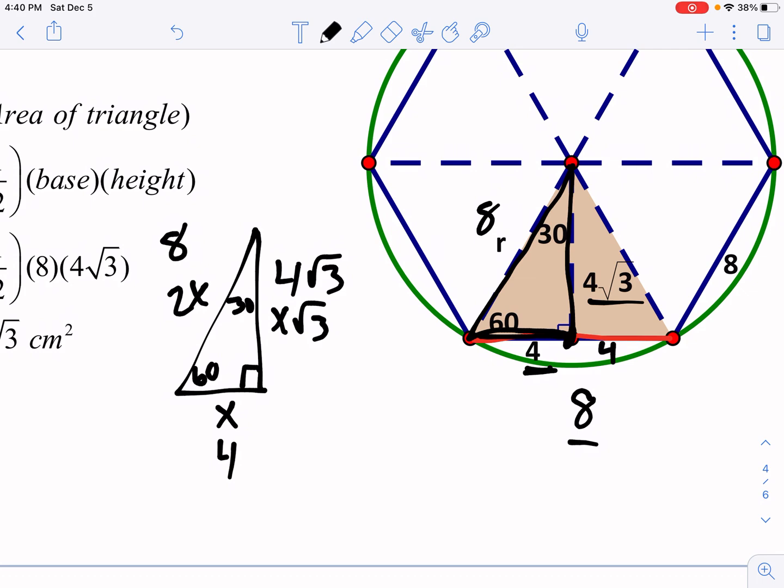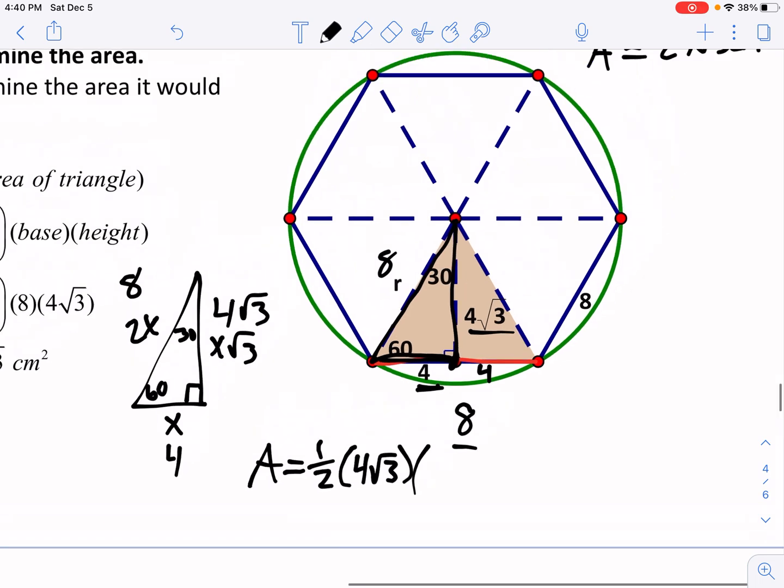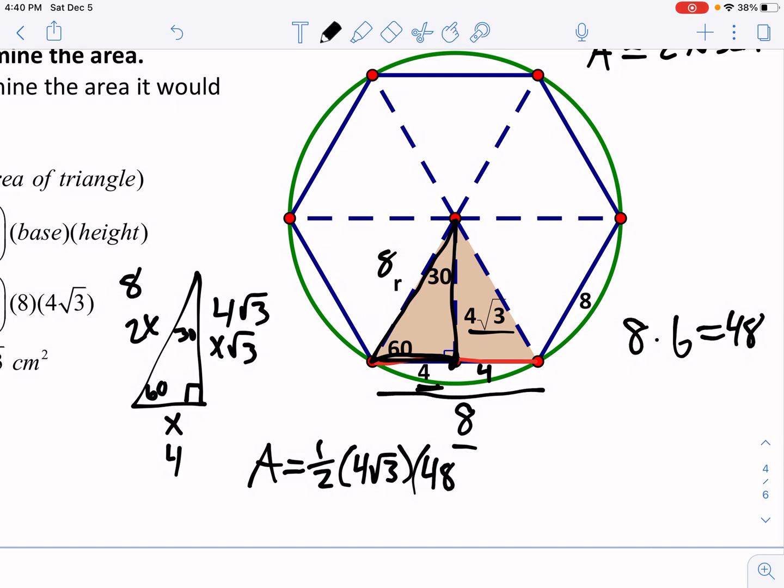Well, now I have enough information to figure out what the area of this hexagon is going to be. It's A equals 1/2 times the apothem, which is 4 square root of 3. That's what we just found, the height of that triangle, times the perimeter. Well, how am I going to get the perimeter of the hexagon? It's the side length, which is 8, times the number of sides, which in this case would be 6. Okay, so that gives me 48. So the perimeter is 48.